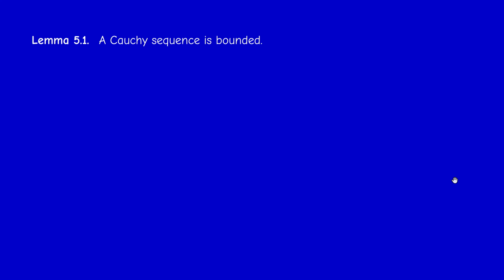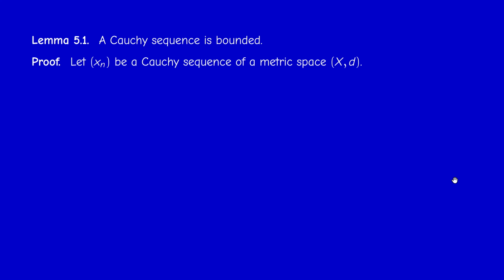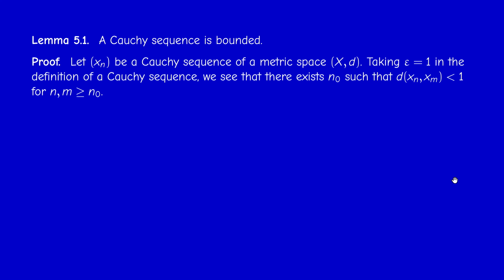Now let us establish some elementary properties of Cauchy sequences before we prove that R and R^n are complete. First of all, a Cauchy sequence is bounded. We know actually that every convergent sequence is bounded, but in general, a Cauchy sequence is bounded. Why? Because if x_n is a Cauchy sequence of a metric space (X, d), and we take epsilon equal 1 in the definition of a Cauchy sequence, then we find an index n0, starting from which the distance between any two terms is less than 1. 1 is enough.